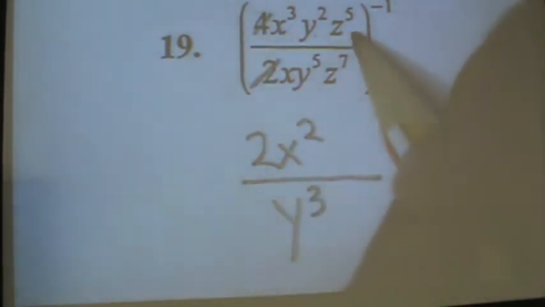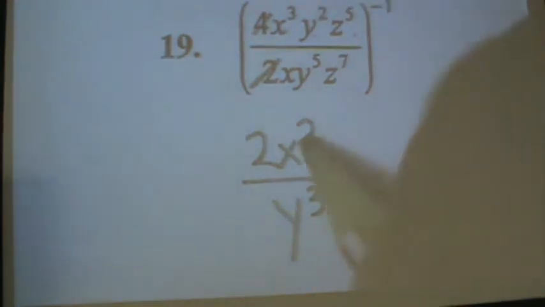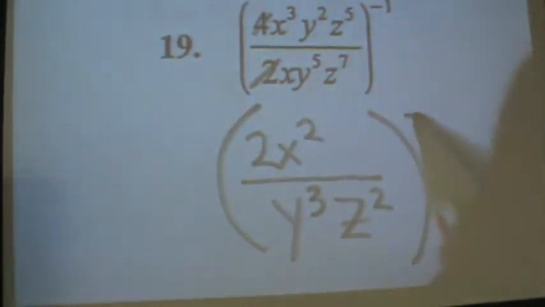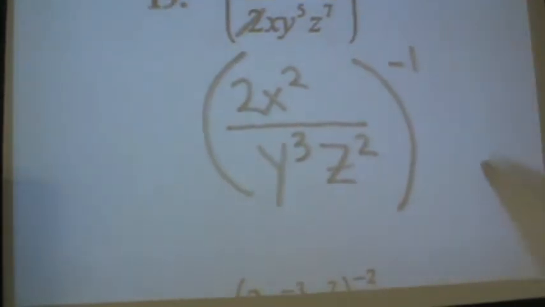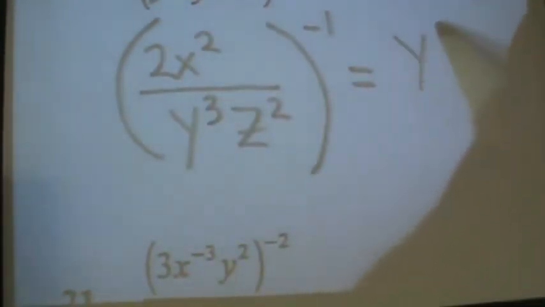And you've got 5 z's on the top and 7 on the bottom, so that's going to give us 2 z's. Now, since this whole thing is raised to the -1 power, you're going to flip these two, because you're distributing the -1 here. So basically, the numerator and the denominator are going to switch spots.